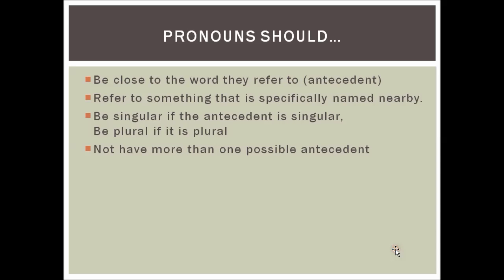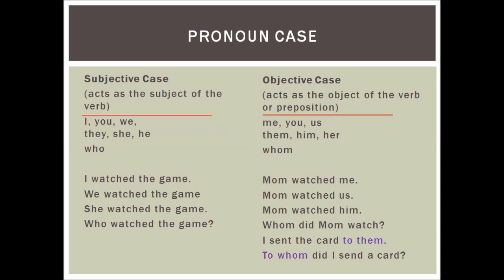All right, another thing that your book covers is the issue with subject and object pronouns like I versus me. Your book covers this on pages 552 and 553. Personal pronouns are broken up into two categories here, subjective here and objective over here. The difference is these pronouns are used when the person or thing is doing the action of the sentence. I watched, we watched, she watched, who watched, all doing the action of watching.